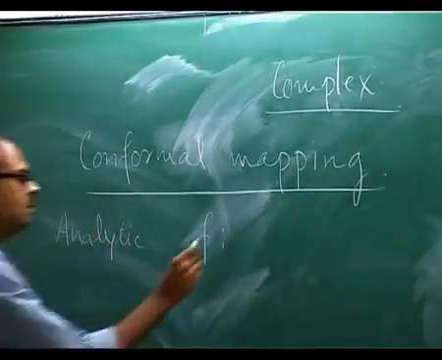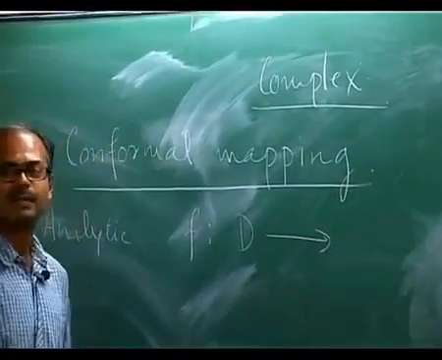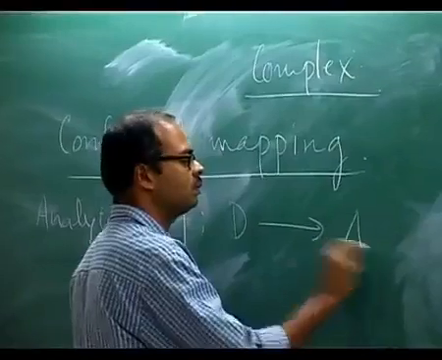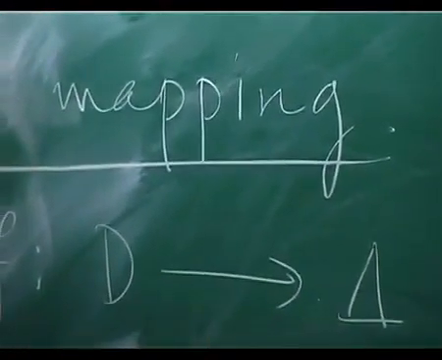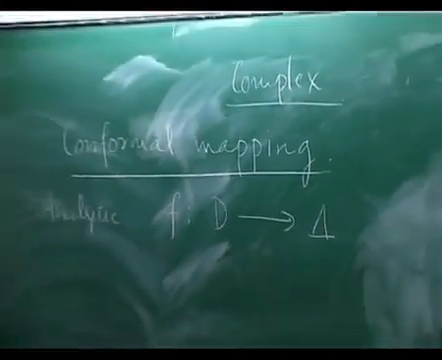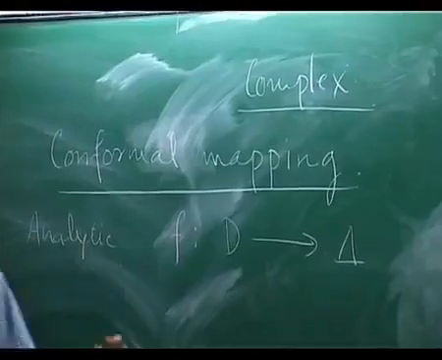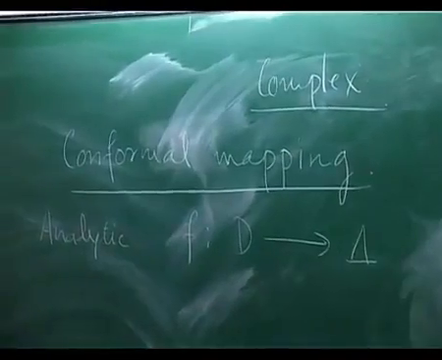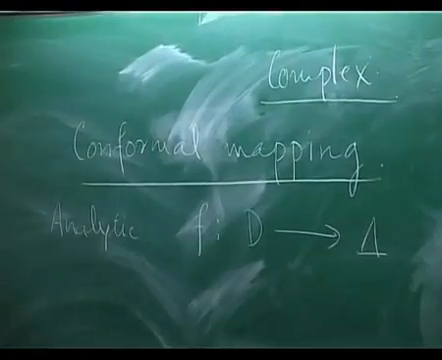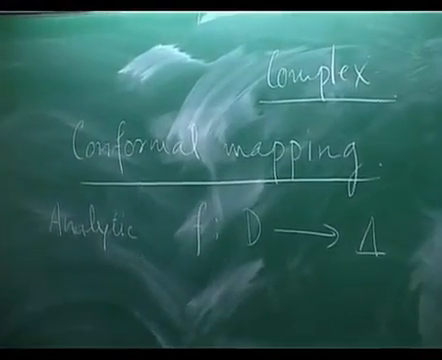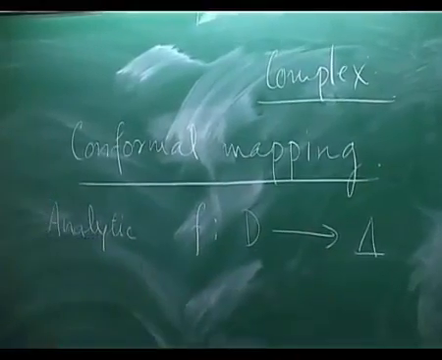So a holomorphic function on some domain, on some region on the complex plane. These regions will usually be open connected sets, or sometimes we might require them to be also simply connected, so that any loop you can shrink to a point. So they will be nice looking things like a disk.